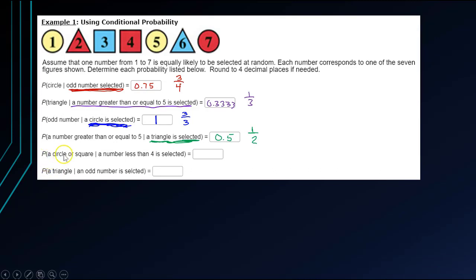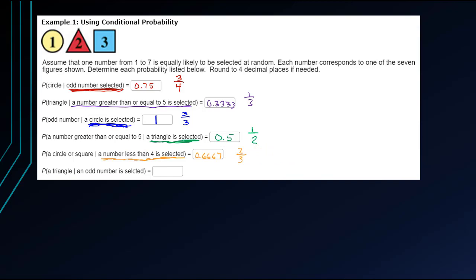The probability of a circle or square being chosen given that a number less than 4 is selected. So with a number less than 4, what's the probability of a circle or a square? Well, you have one circle, one square. There's 2 that fit that description out of that 3. So it's 2 out of 3, which is 0.6 repeating, or 0.6667 when rounded to 4 decimal places.